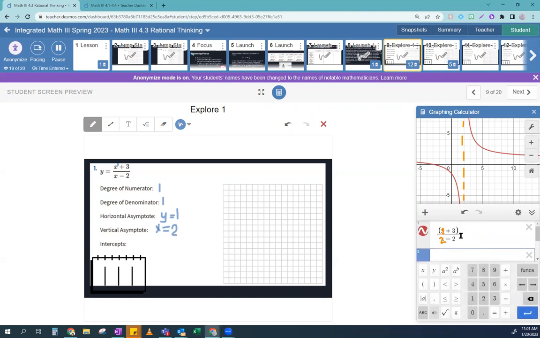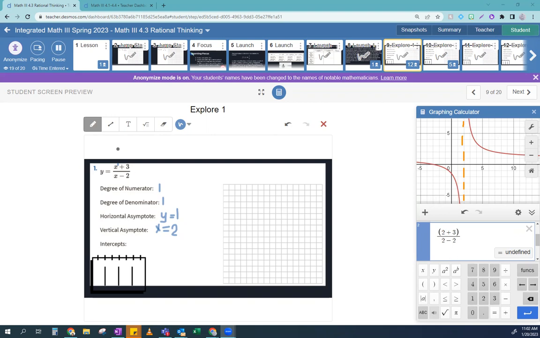If not, here you go. Copy this, paste it here. I'm going to put 2's in for everything here. Oh, it's undefined, right? Why is it undefined? We can't have 0 in the denominator because we can't divide by 0. Okay, does that make sense? That's the biggest part about rational functions you need to know.